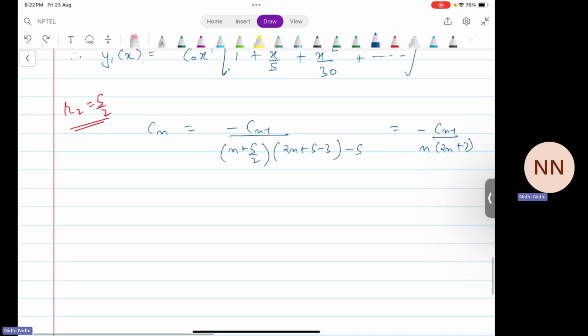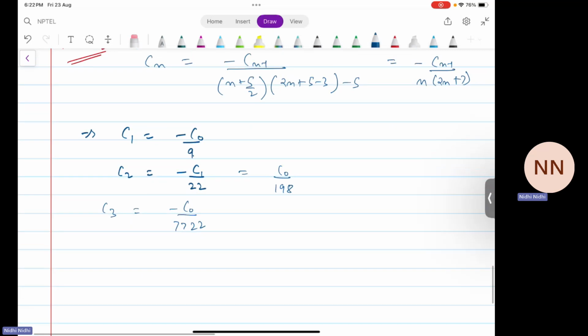So this gives us C1 is equal to minus C naught by 9. C2 is equal to minus C1 by 22, which is equal to C naught by 198. C3 is equal to minus C naught by 7722. Please check the calculations again, there might be some mistake.